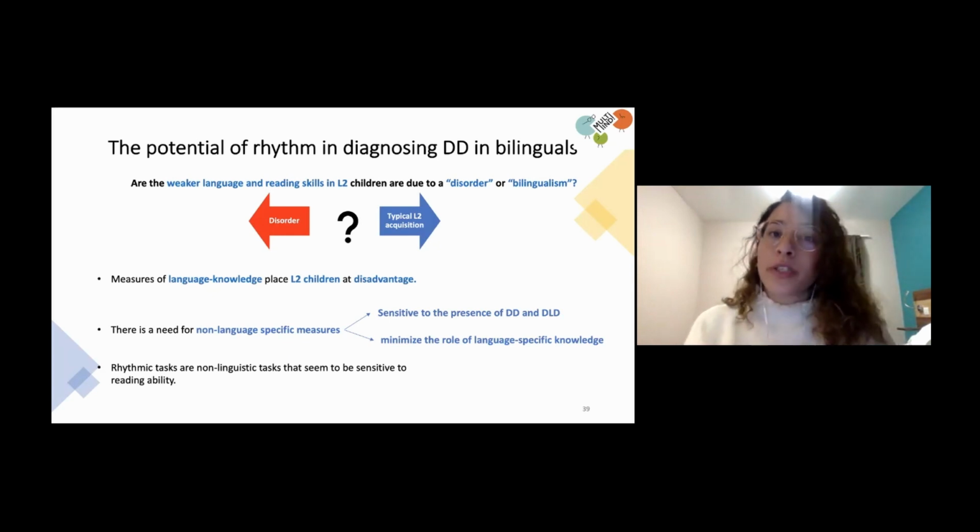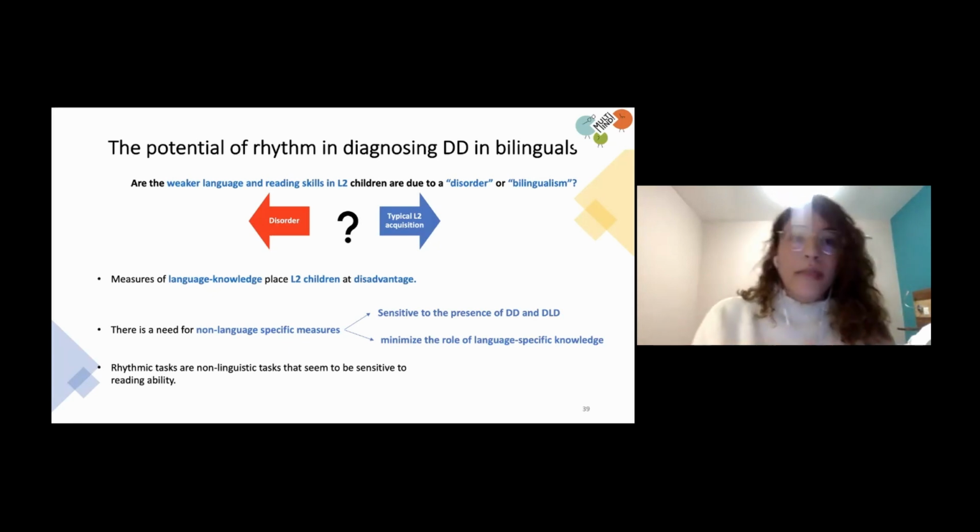So it is very important to look for non-linguistic measures that are sensitive to reading or language difficulties, but at the same time minimize the effect of language exposure. Basically, we want to minimize the role of language-specific knowledge. We don't want performance on this task to rely mainly on language knowledge, which we know varies a lot in individuals with bilingual exposure.